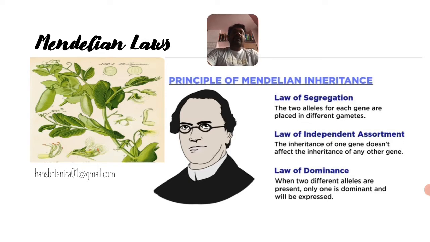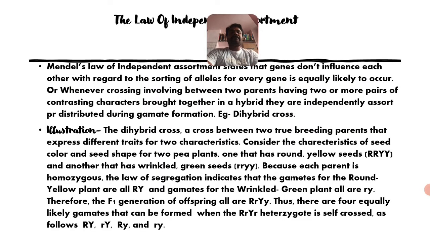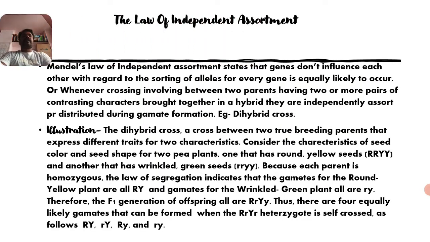Today we are going to study another law, the law of independent assortment. Mendel's law of independent assortment states that genes do not influence each other with regard to the sorting of alleles. Sorting means the movement of alleles. Every allele is equally likely to occur at the time of sorting, and they are not influenced by any other genes.